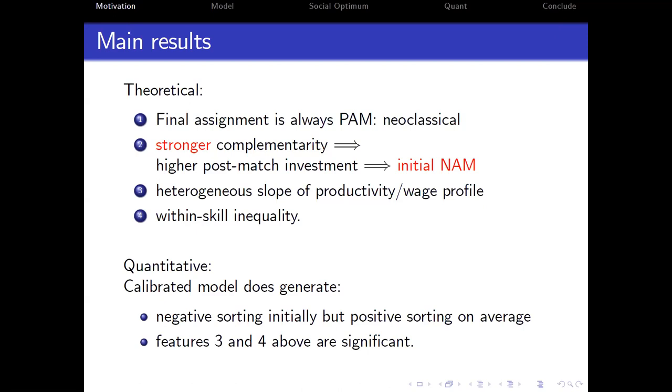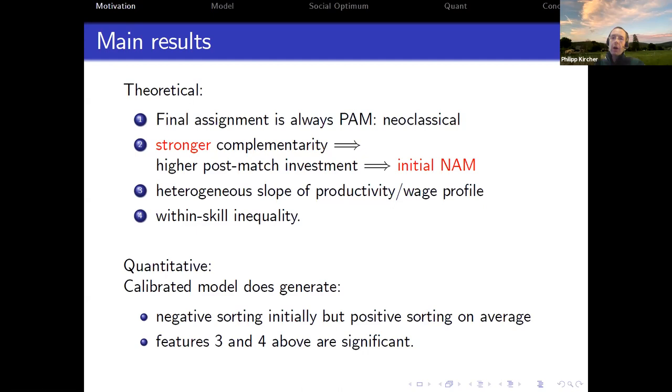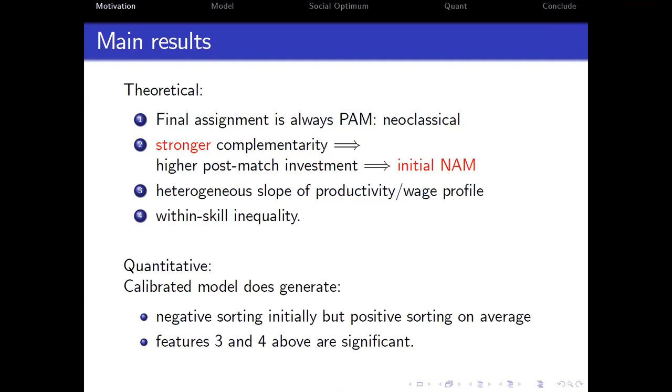The question is what's the other way around: why don't you start with nothing and do it later? Well, it's an optimal trade-off, so you would still have to have something. We're going to come to the production function and the cost function later.